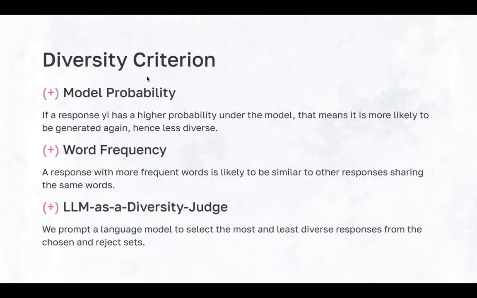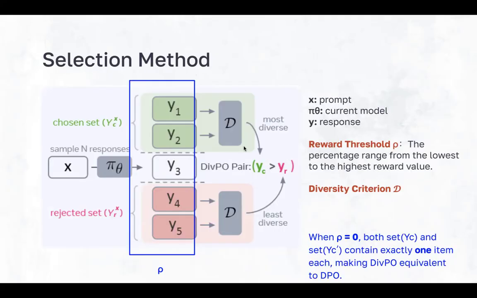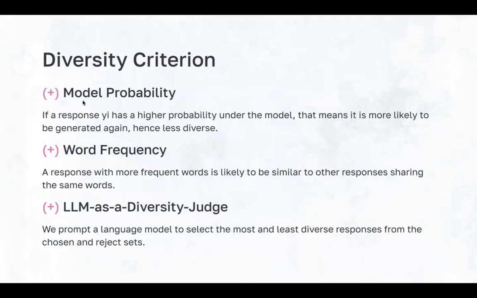So I think the critical part should be the diversity criterion. We usually have 3 methods. First is model probability. If a response y sub i has a higher probability under the model, that means it's more likely to be generated again, hence less diversity. Second is word frequency. The response with more frequent words is likely to be similar to other responses sharing the same words. So if this happens, there is always less diversity.